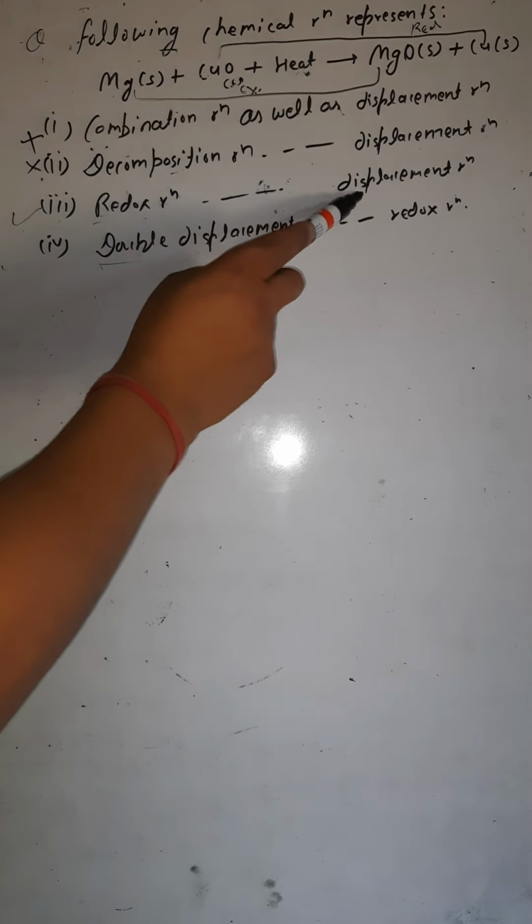Double displacement is not taking place here. Double displacement would mean two things being displaced, but here only one element, that is copper, is being displaced. So double displacement is not taking place here. Only the single displacement reaction is taking place, as well as the redox reaction.